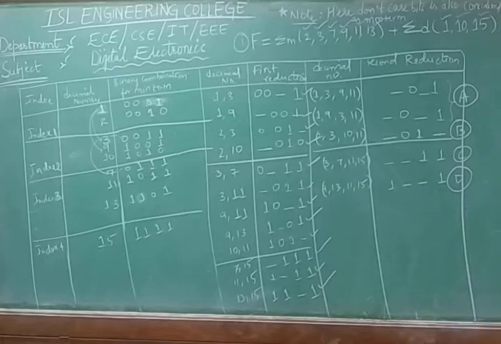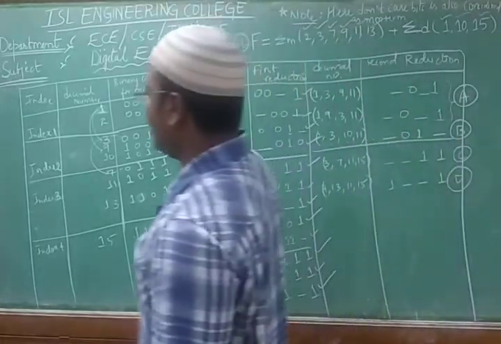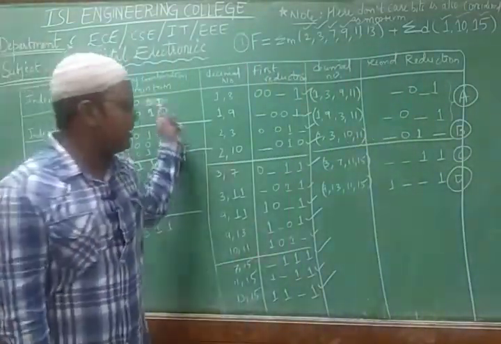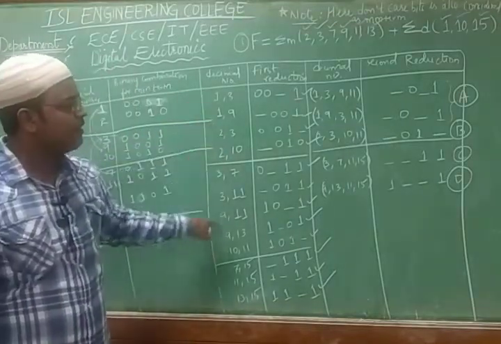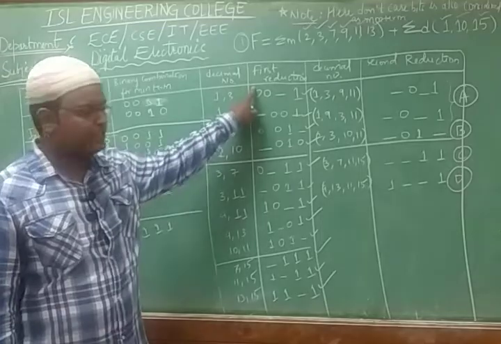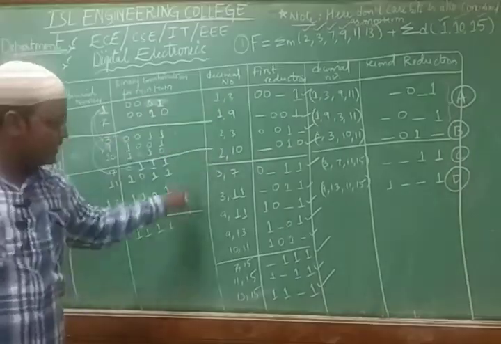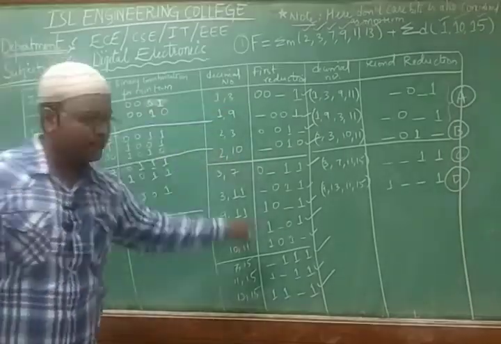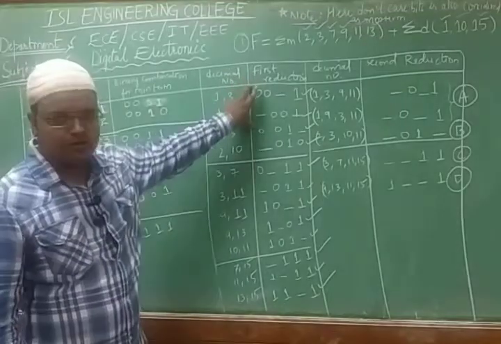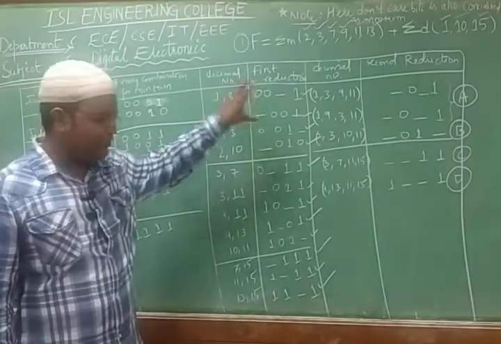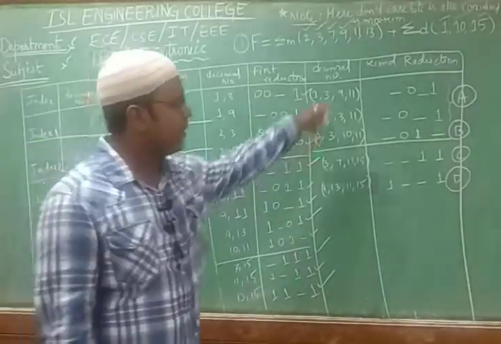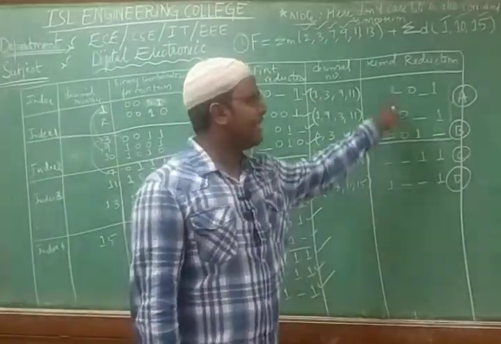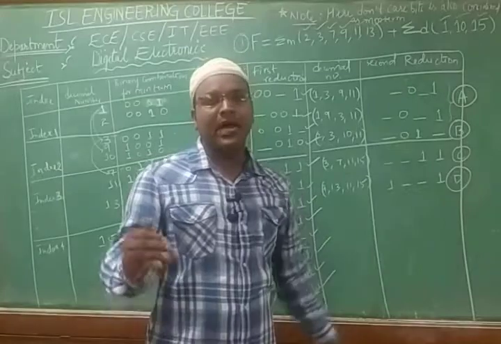So what have we done, students? From the start we found all index values. We compared each consecutive index value. After comparison we wrote decimal values for all. After that we went for the first reduction by comparing this with the next one. We got the answer for it. After that, the first reduction of group 1 we compared with group 2, then group 2 with group 3. Like that we did it. We got this second reduction. That means we found the prime implicants.